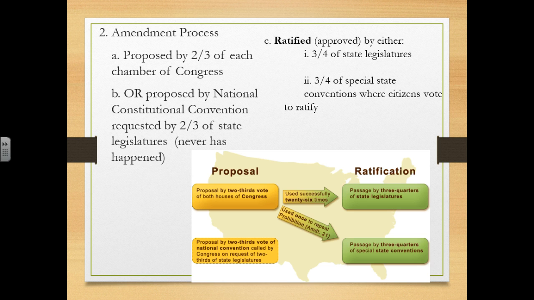The other possibility, which has never happened, is proposal by a national constitutional convention, called by 2/3 of the state legislatures. Either way, once it's proposed and passes through Congress, it needs to be ratified, or approved, by either 3/4 of the state legislatures or 3/4 of special state conventions. Now, the special state convention is how the 21st Amendment occurred. However, outside of that, it has never been successfully done.